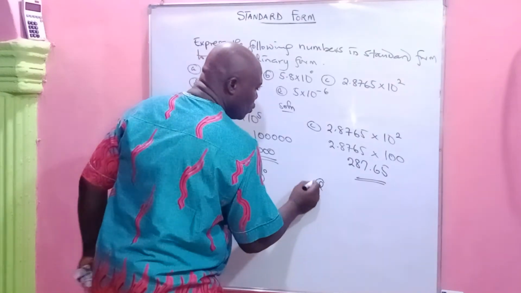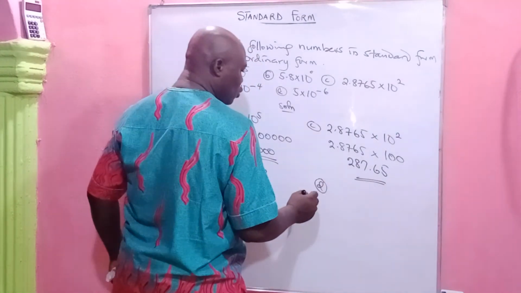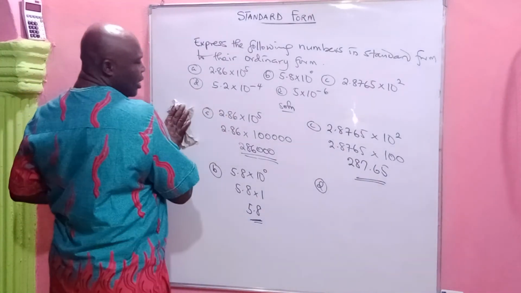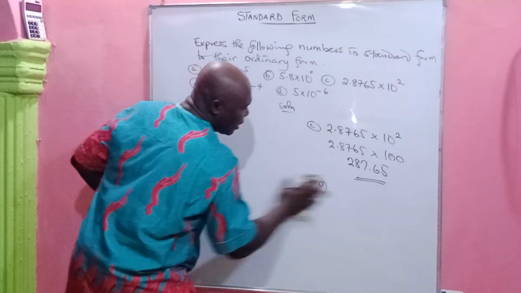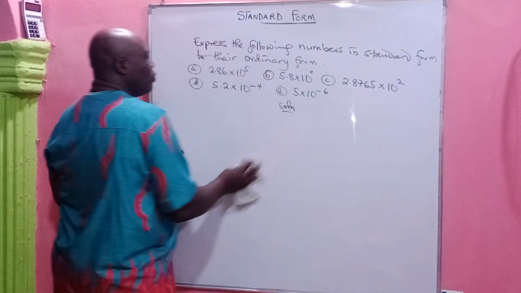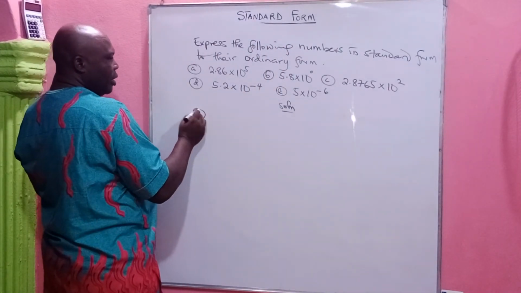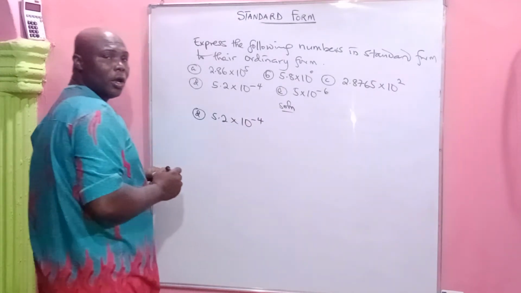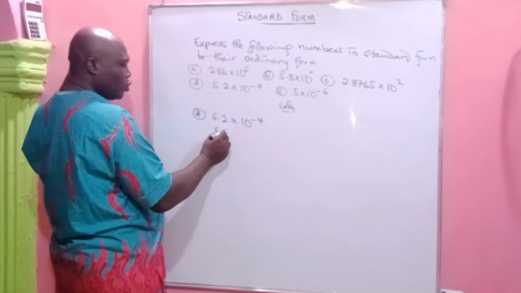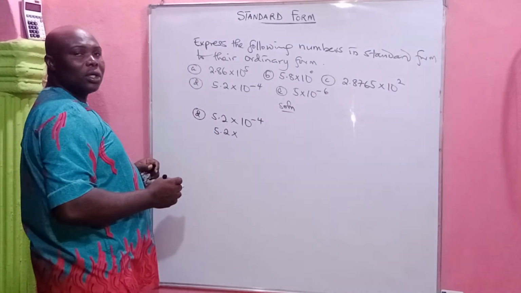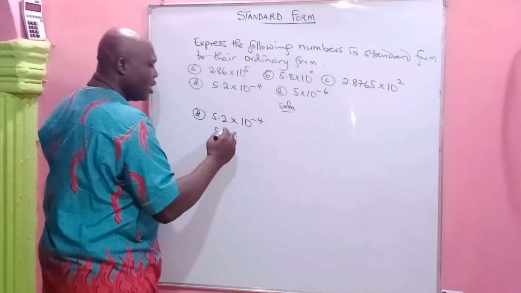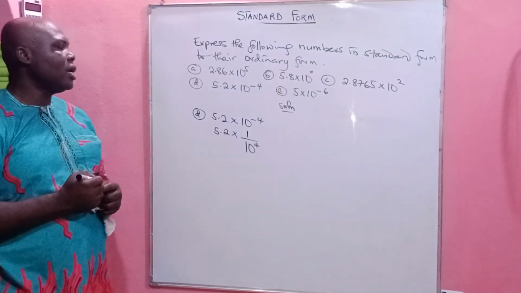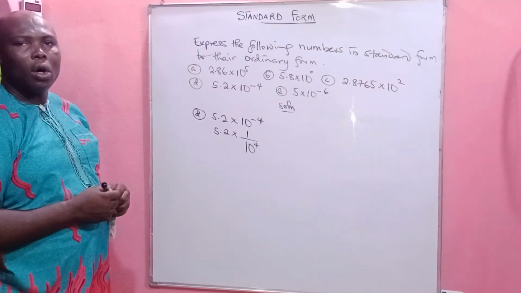Alright, so the D part, we want to try the next one. 5.2 times 10 raised to power minus 4. So we are having minus here. So how do we do that? The D part, where we have minus. Please watch. So the D is going to be 5.2 times 10 raised to the power of minus 4, which means, according to one of the laws of indices, 1 all over 10 raised to the power 4. That's what it means. 10 raised to the power minus 4 is 1 all over 10 raised to the power 4.